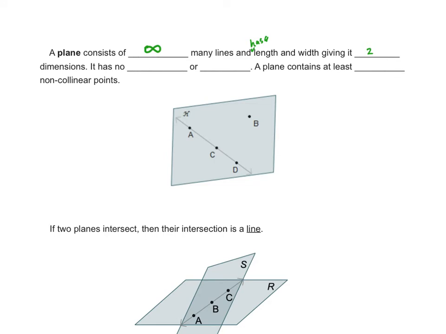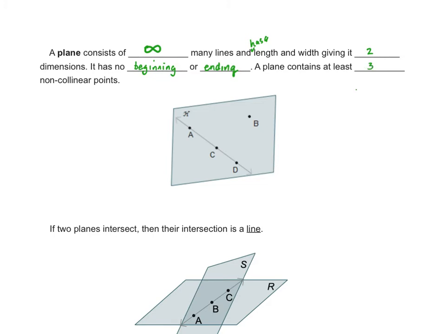So you think about a piece of paper when you're drawing back in art class, 2D is that flat surface, and that's what a plane is. It's that flat surface. It has no beginning or ending, just like a line. So it does extend on forever and ever, but it just extends on forever and ever in all directions. So it has no beginning or ending. And the plane contains at least 3 non-collinear points.